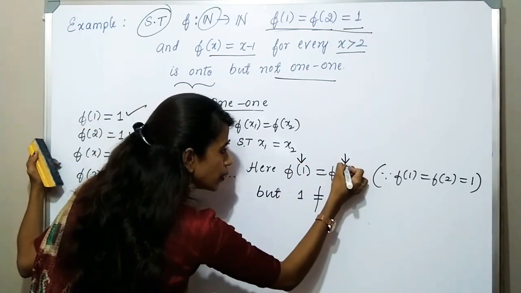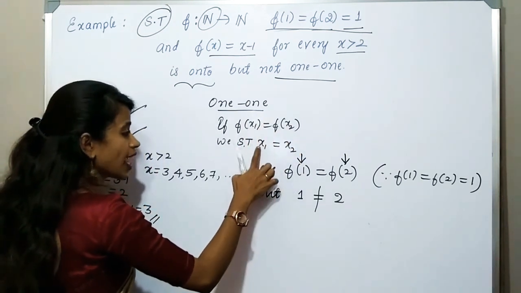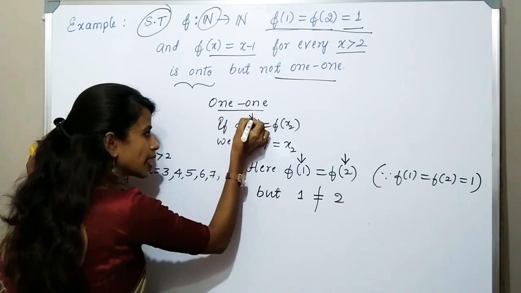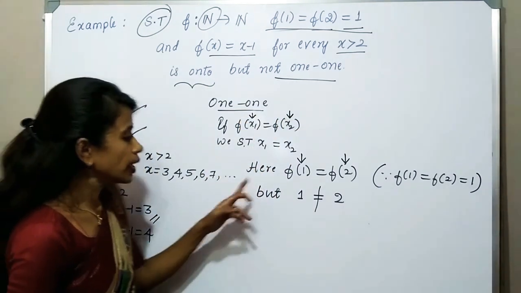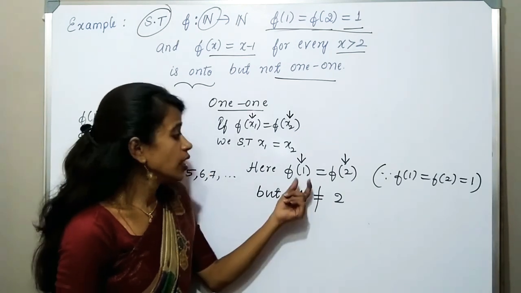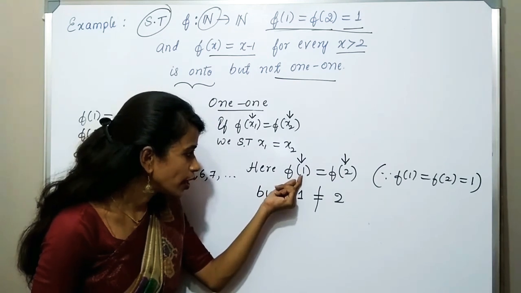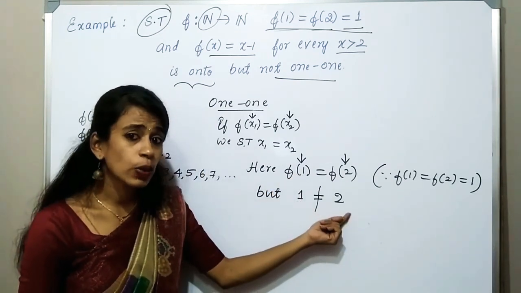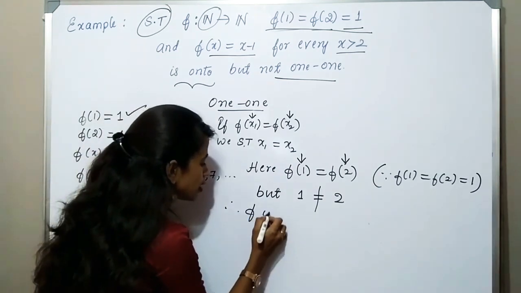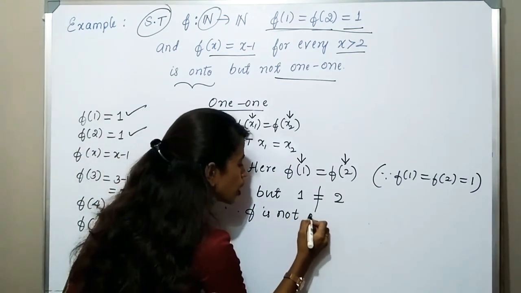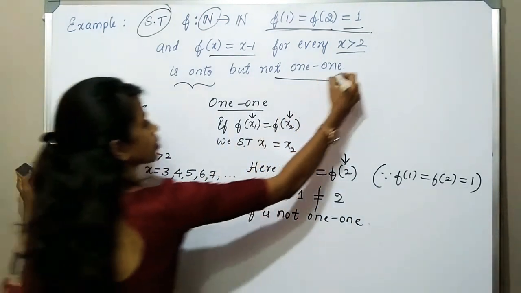1, here 2. If I have f of x1 equal to f of x2, we must have x1 equal to x2. Then we say that it is 1-1. But here f of 1 is equal to f of 2, but the corresponding elements 1 is not equal to 2. So therefore, we conclude that f is not 1-1. Is it okay? So this is over.